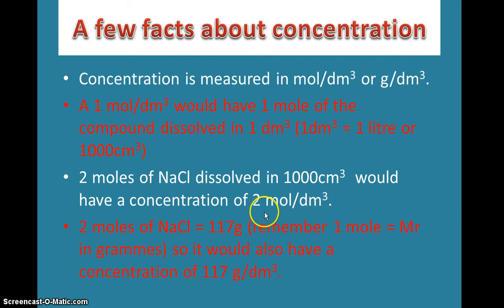Now we want to convert that to grams per decimetre cubed. Then we say, well, we know that 2 moles of sodium chloride must have a mass of 117 grams. Remember, a mole is the relative formula mass in grams, so you work that out for sodium chloride and then double it, and that's 117. So our 2 mole solution would also have a concentration of 117 grams per decimetre cubed.